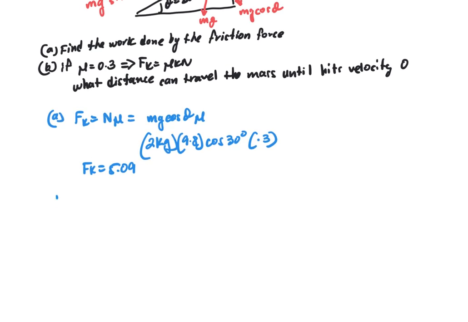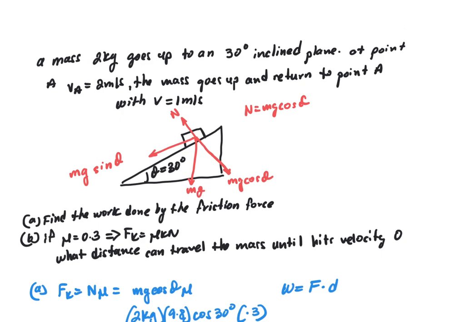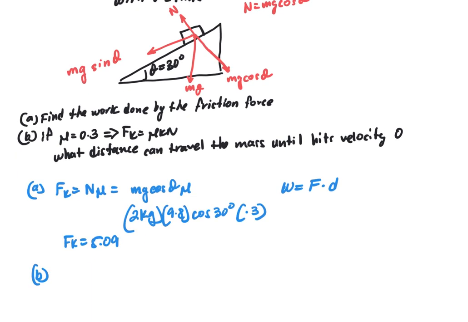For part B, it's saying if... oh wait, no, hold on, I'm confused, because they're asking us to find the work and not the friction force. Sorry. All right, so work is force times distance, with mu 0.3.